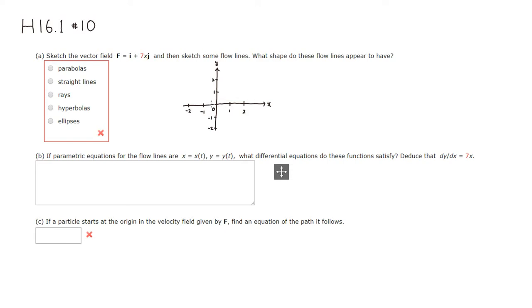The origin is 0, 0, but the x component is 1, so it's going to be facing this way. At 1, 0, the components are 1 and 7, so you're going to have a vector pointing up. And at 2, you put the 1, 14. I can't quite do it in the right scale, but it's going to be much steeper. At -1, 0, it's going to be 1, -7, so it's pointing down this way. And at -2, 0, it's 1, -14, so it's pointing down that way.